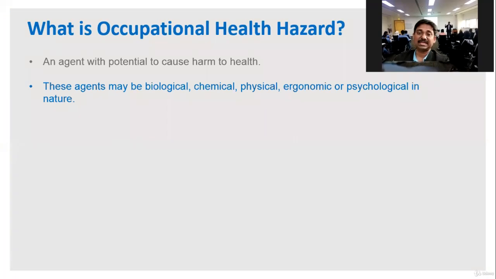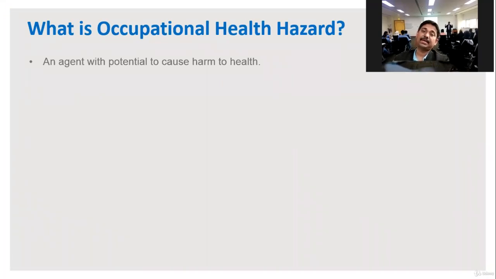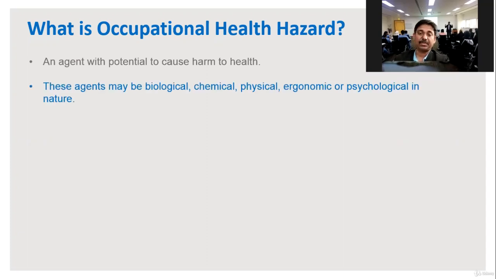So what is an occupational hazard? What is a hazard? Anything that has a potential to cause you harm to your health or reputation or your legal requirements in the country. So anything that has a potential to cause you harm. These agents may be biological, chemical, physical, ergonomic, or psychosocial in nature. So what are the types of hazards in an organization? It may be biological, chemical, physical, ergonomic, or psychosocial.